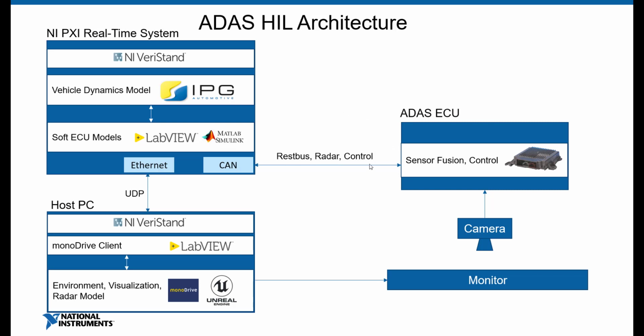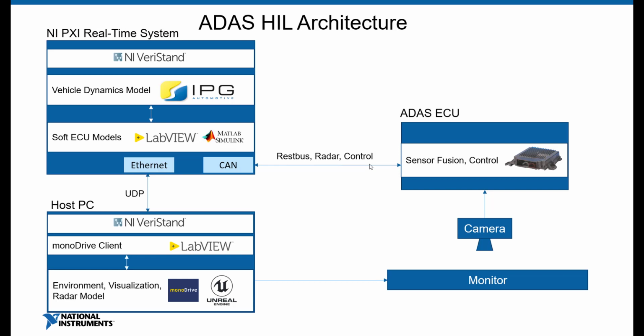As this demonstration has many bits and pieces, let me first talk about how the data is generated, where it is generated, and where it flows. So we have IPG CarMaker, which is running the vehicle dynamics model and generating the vehicle dynamics data, like roll, pitch, yaw, accelerations, and velocities. We are passing this data to NI VeriStand real-time using the VeriStand custom device. VeriStand is communicating it to the host PC using Ethernet and UDP packets, from where it is passed on to the monoDrive client. The monoDrive client is communicating the dynamics information to the monoDrive simulator, which in turn returns the vehicle radar data, passing it on to VeriStand running on the PXI real-time.